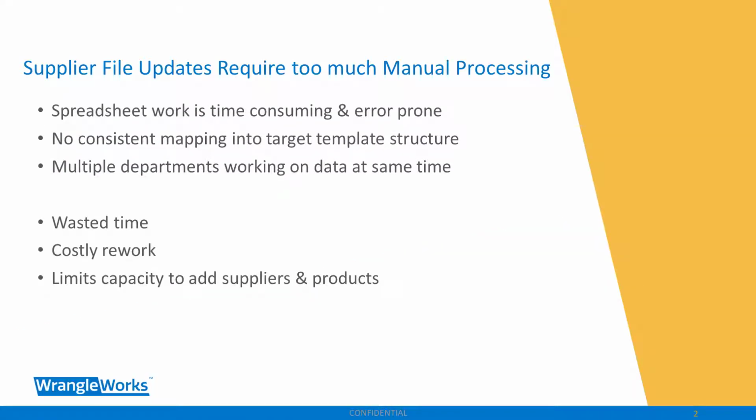WrangleWorks is building this solution because the current approach to dealing with supplier file updates requires too much manual processing. The vast majority of the work is done in spreadsheets. There's no consistent mapping to downstream target templates. And when multiple teams are working on the same data at the same time, you either get duplicate or conflicting results. Overall, this manual spreadsheet-based approach wastes a lot of time, it leads to expensive rework, and it limits a company's ability to bring on additional suppliers and products.